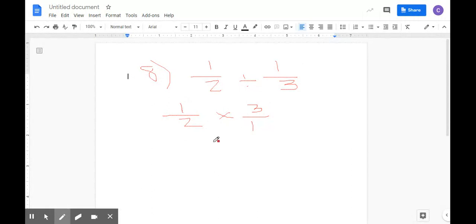So 1 times 3, 3. 2 times 1, 2. Now, are we done with this? That is in simplest form, but are we done? No, because that's improper. So how many times is 2 going into 3? So do 1 and 1/2, which is letter D.